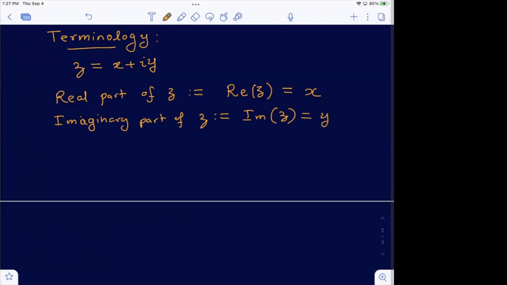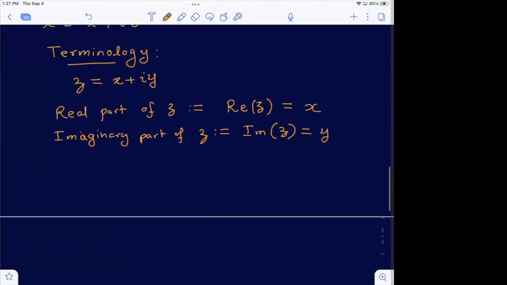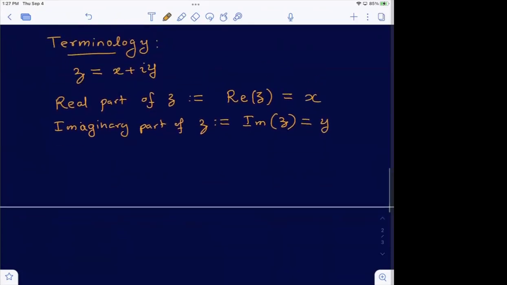And if the real part of a complex number happens to be zero, in other words, if this part vanishes, the number lies on the vertical axis, and that kind of complex number is called a purely imaginary complex number. So it has only the imaginary component.